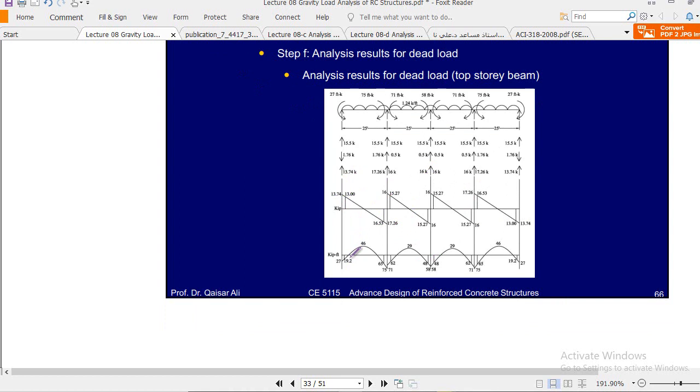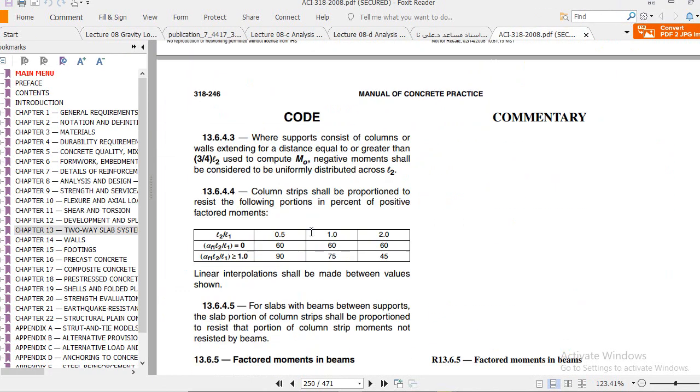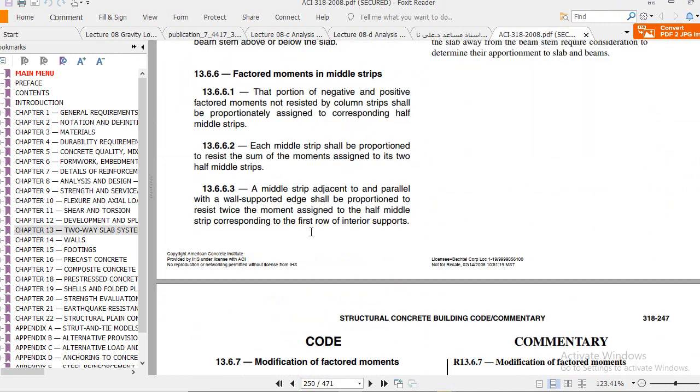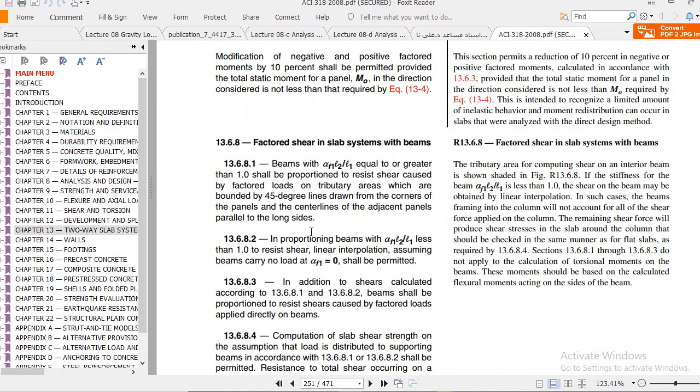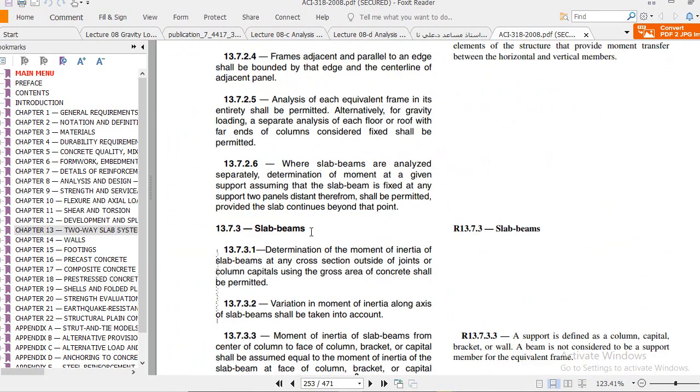Remember the moments which we got here, 27 and 13.74, similarly 16 shear and 17.26. These are the line moments, or you can say these are the center line moments. The ACI code permits you to use the face moments. Now what are the face moments? This is very important to understand. Clear? So where are those face moments?